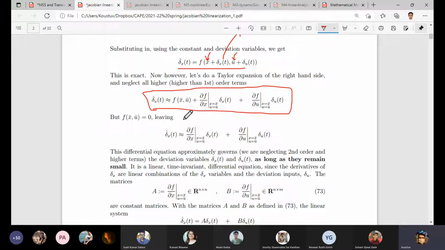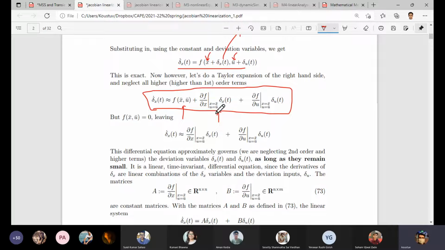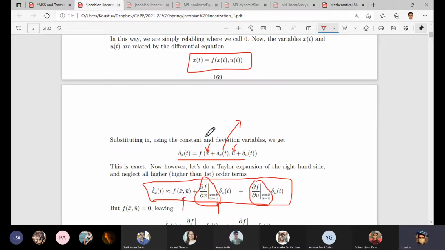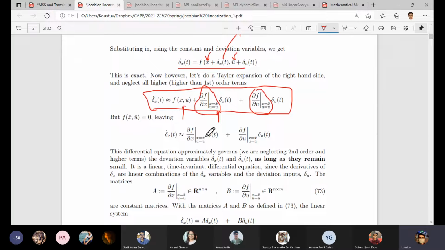What we find is that this is the function value at that equilibrium point, and the first derivatives of the function with respect to the two variables, x and u, evaluated at that steady point. So this is a constant, and this is a constant. What we have done is define the deviation variables. We are trying to see whether the deviation variables expand with time or fall back and decrease.